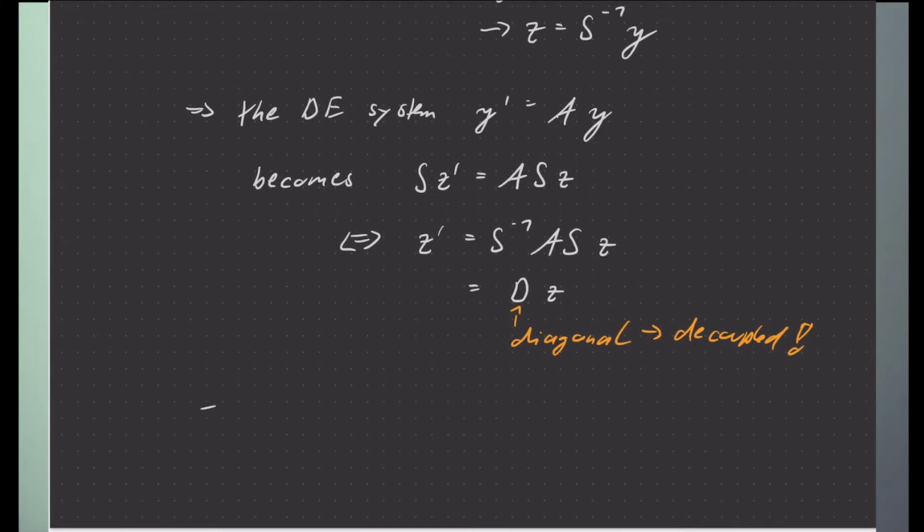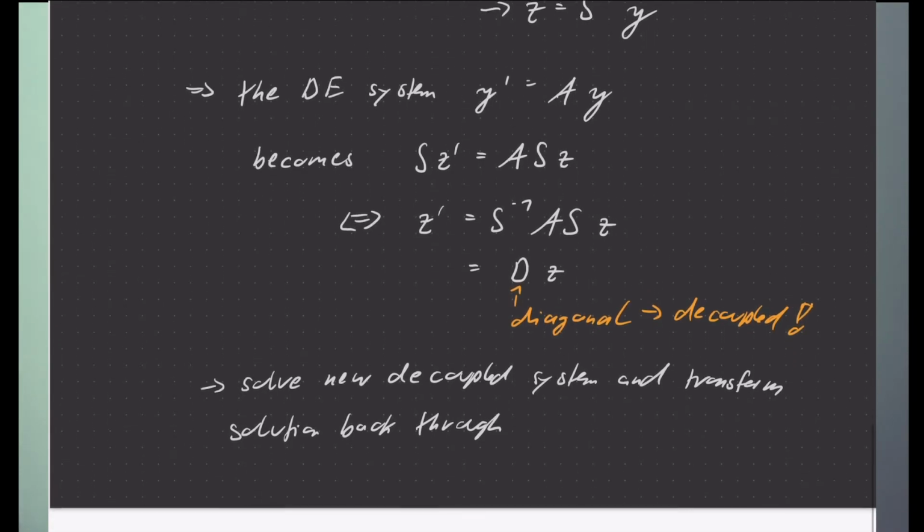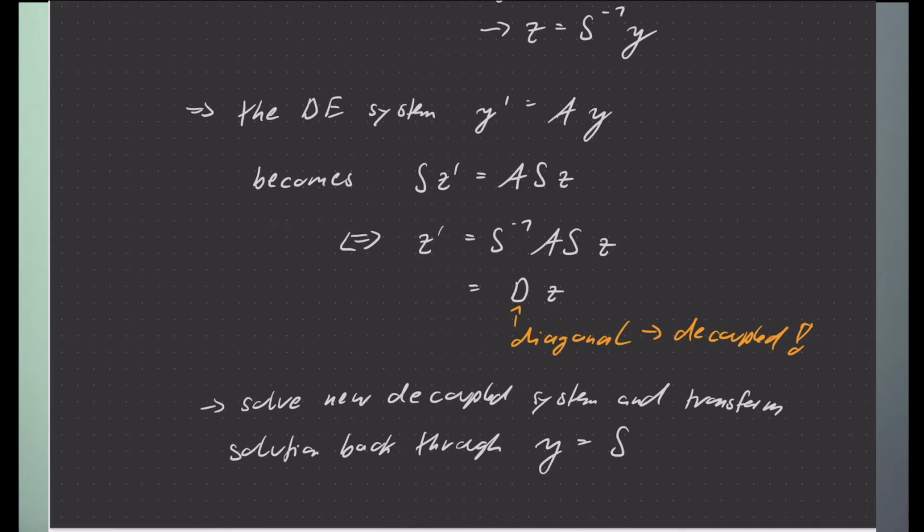So what we do then is solve the new decoupled system, and after we did that, transform the solution back through our substitution. You remember that y equals S c, so that's exactly what we do then. We take the solution c that we computed and transform it by multiplying S times c. That gives us the solution y to the original system.